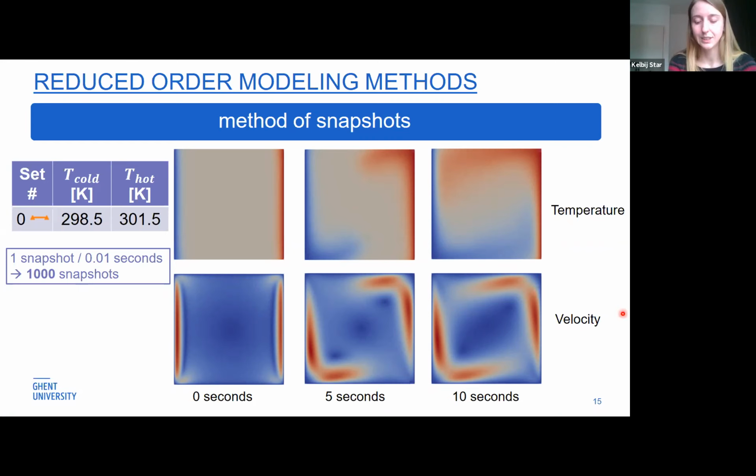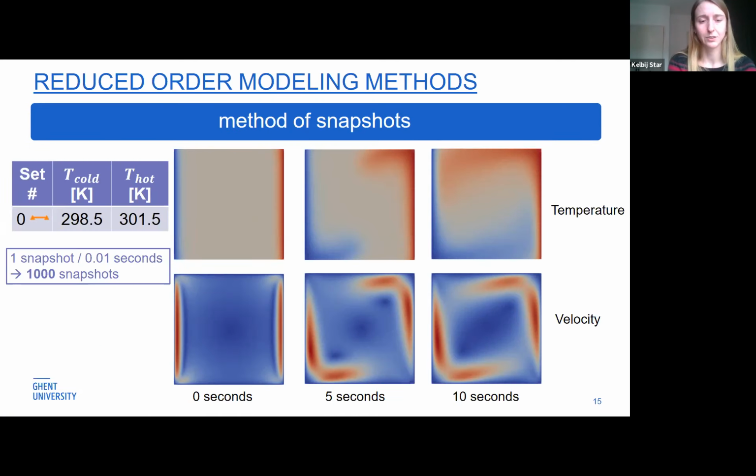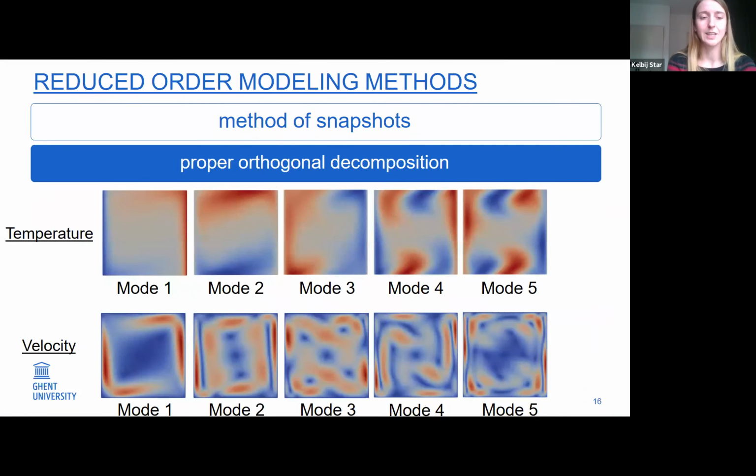So I have all these snapshots, and then what you can do is apply POD, the same thing as what I did with the image, and here you see all the individual modes. The first modes look more like my solution, my final time instance. And each additional mode contains some of the information throughout the whole time period.